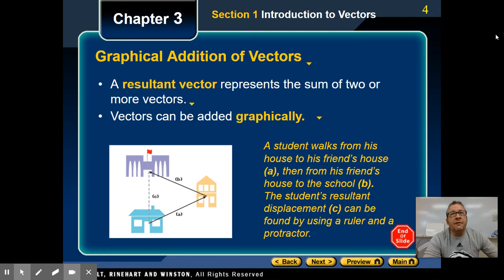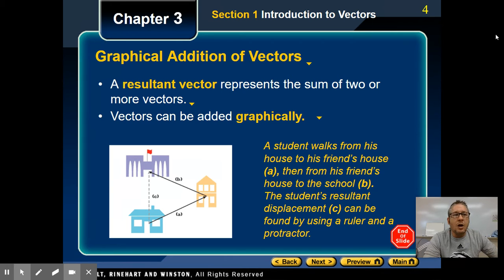Anyway, when we are talking about vectors and displacement, one of the things we're going to be looking at is a term called resultant vector. And this is really just a sum of two or more vectors that were used. So basically, your overall displacement from your starting point. And we can add them graphically. And that's kind of what we're going to be doing today. And you'll be doing for part of your homework.